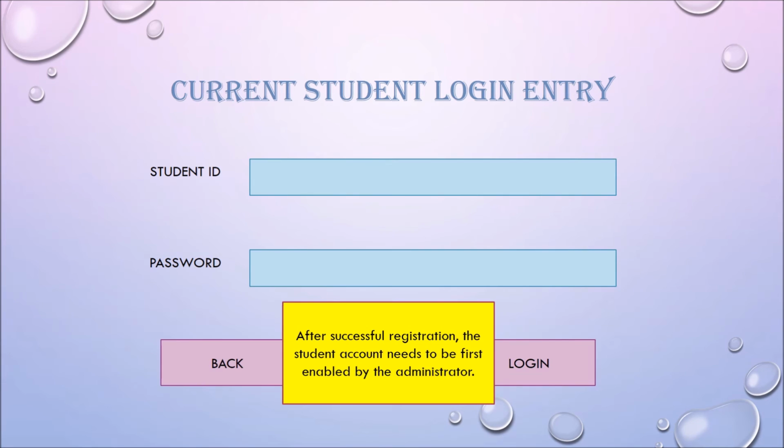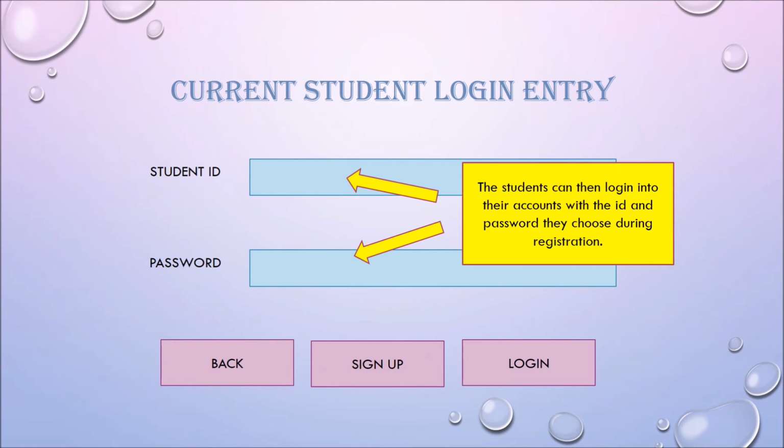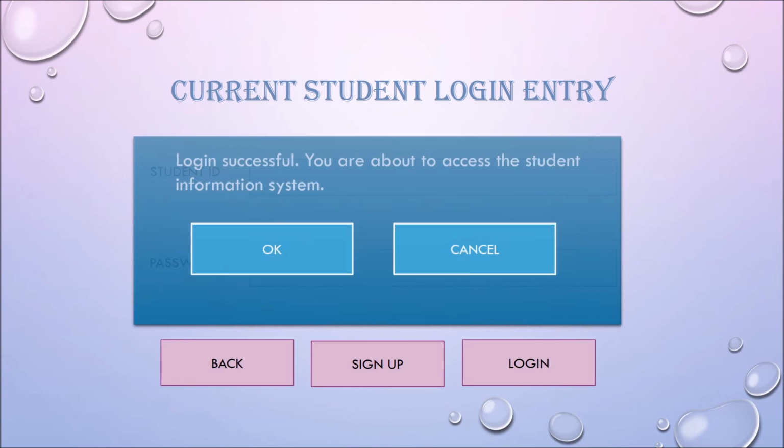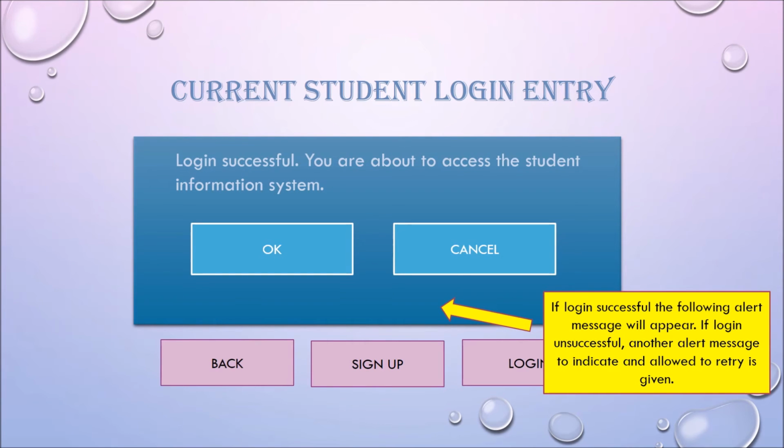After successful registration, the student account needs to be enabled first by the administrator. The students can then log into their accounts with the ID and password they chose during registration. If login is successful, the following alert message will appear. If login is unsuccessful, another alert message will indicate this, and the student is allowed to retry.